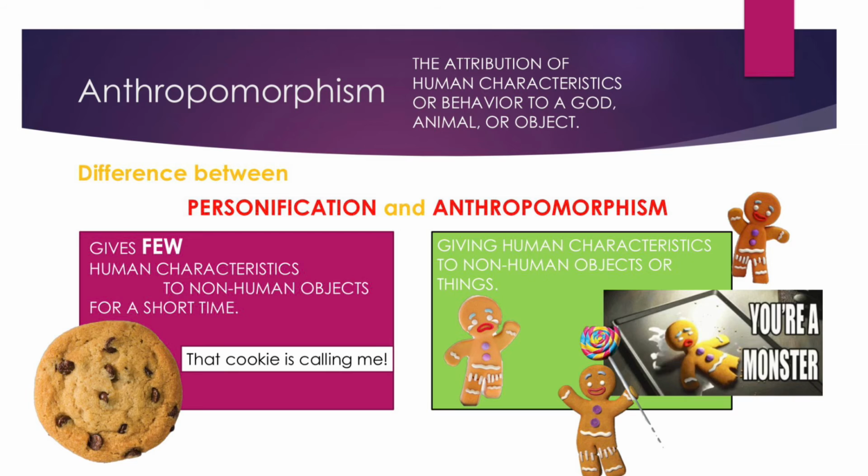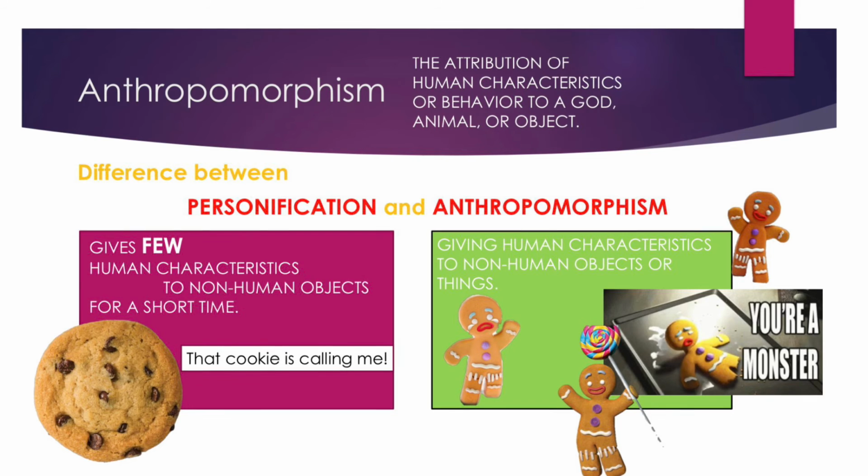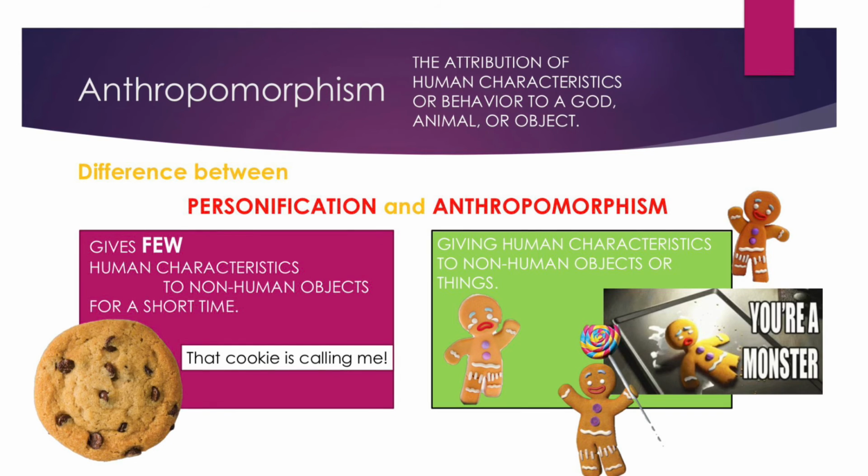On the other hand, anthropomorphism is giving human characteristics to non-human objects or things. And the best example is this beautiful gingerbread man. He acts like a human. He actually has feelings. Look, he's crying. He's also happy. He speaks. He dances. As I mentioned, he has feelings. I mean, he's almost a human, but not really.